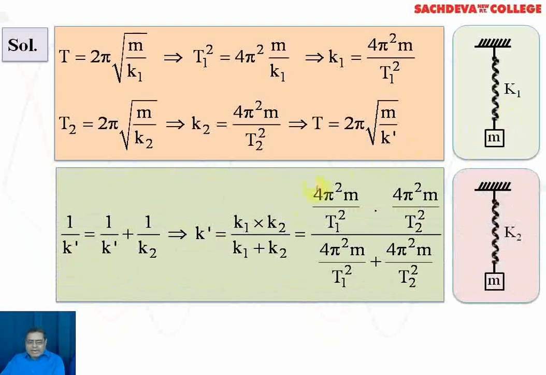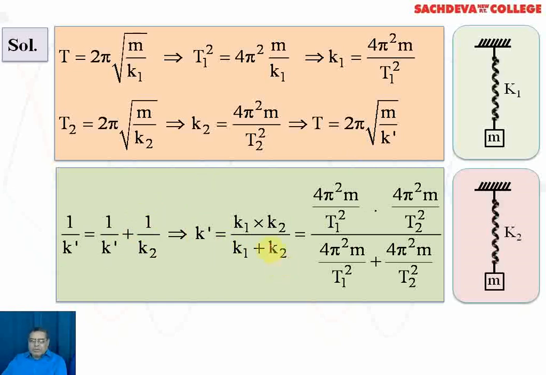Now we are again taking the figure. There are two springs. Force constants are K1 and K2. The masses are the same. So 1 over K dash is 1 over K1 plus 1 over K2. The value of K dash we have to calculate. So that will become K1 K2 divided by K1 plus K2. This is simple algebra we have used.